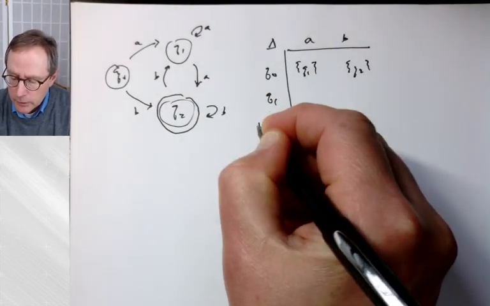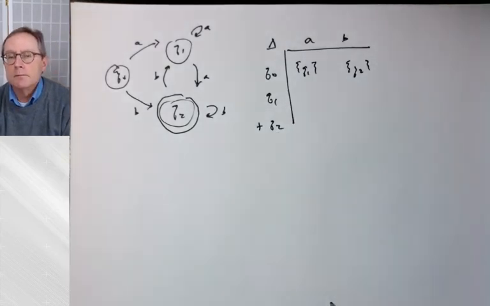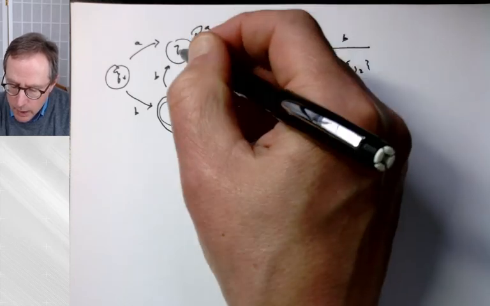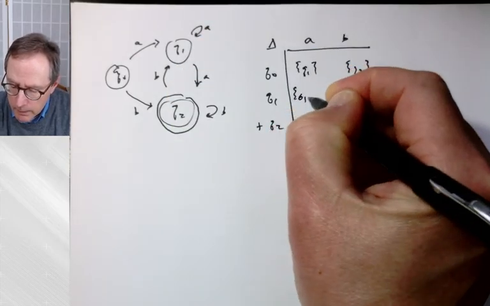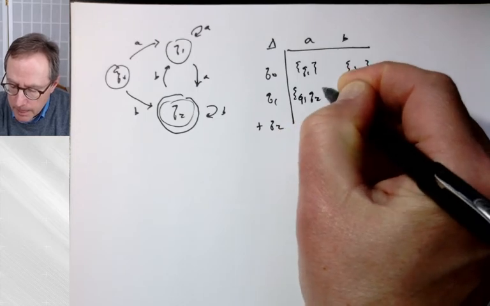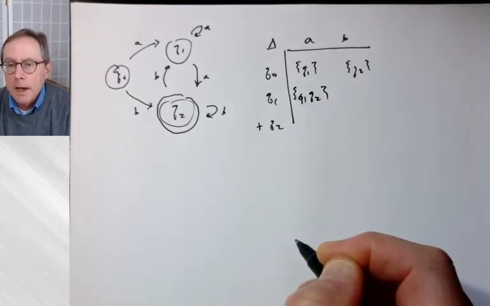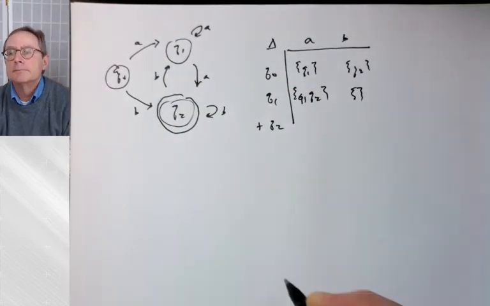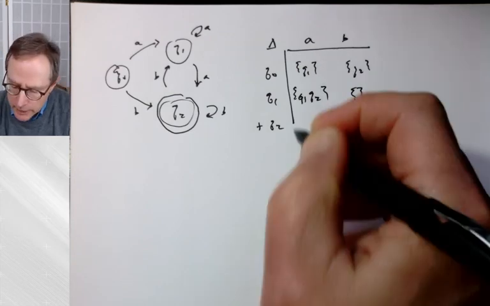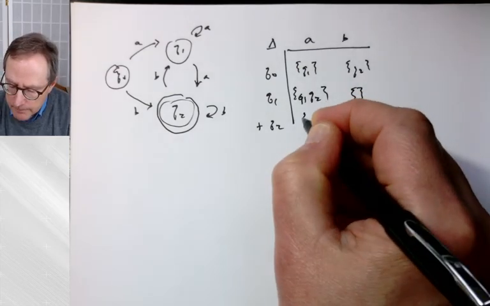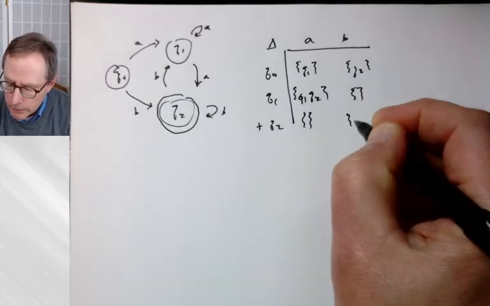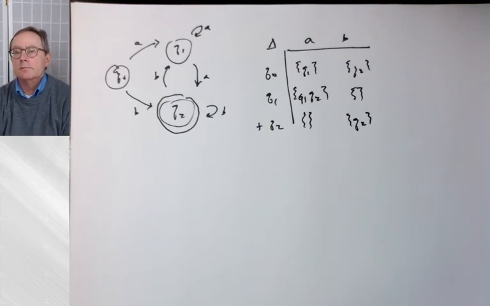Oh, I forgot to mark Q2 as an accepting state. If you are in Q1 and you see an A, then you go to both Q1 and Q2. So Q1 and Q2. If you're in Q1 and you see a B, then you go nowhere. Empty set. If you're in Q2 and you see an A, then you go nowhere. If you're in Q2 and you see a B, you go to singleton Q2. Okay, so not supposed to be too complicated, just want to make a simple example.